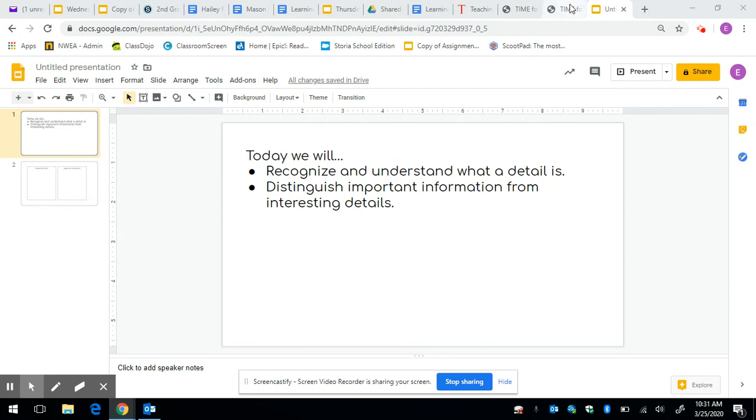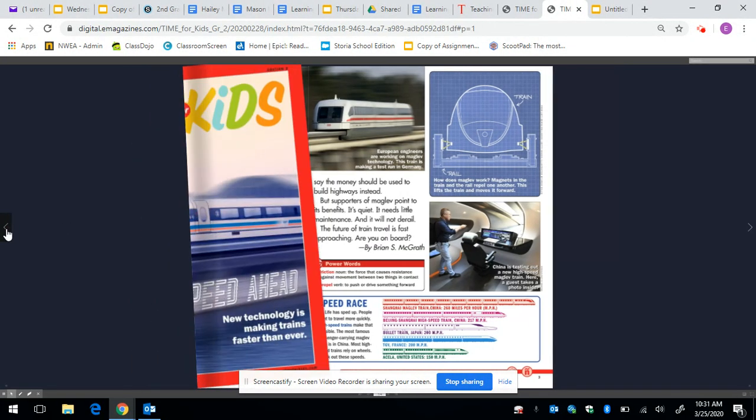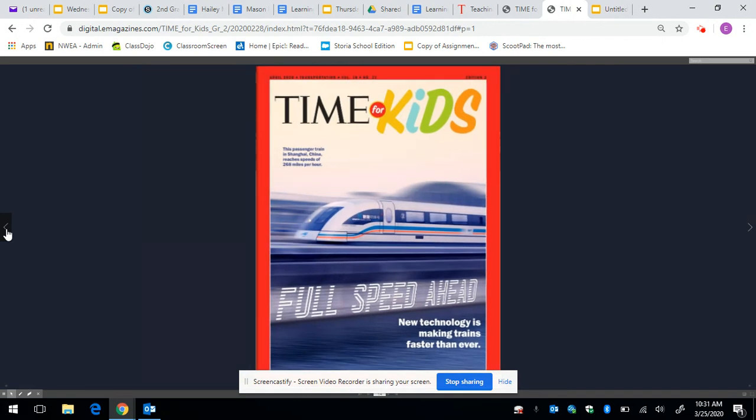I found a really cool feature that we're going to use today. This is on our Time for Kids website, and I will give you the link to this because you're going to do some more work with this when we're done here. So we're going to look at this Time for Kids magazine, and as you can tell, it is about a new train technology that is making trains faster.